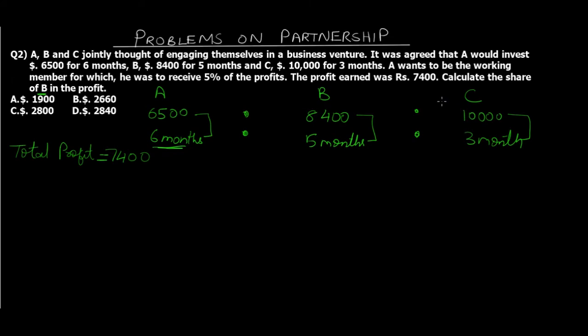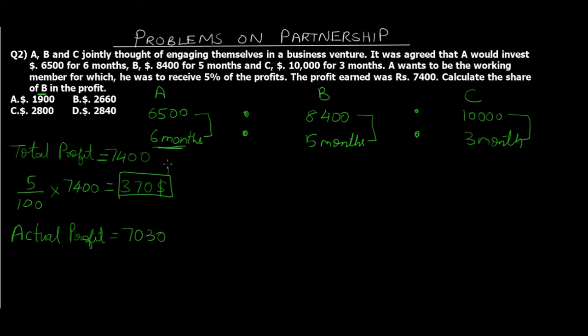But we have a certain clause over here that before the profit is shared, A wants 5% out of the total profit. So first we need to calculate the actual profit. So 5% of 7,400 is equal to $370. We need to subtract this, and the actual profit which is going to be shared is 7030. So this $370 is already taken by A as he is going to be the member managing all the activities of the business. So he wants 5% extra. So the actual profit which is later going to be shared between A, B and C is 7030.